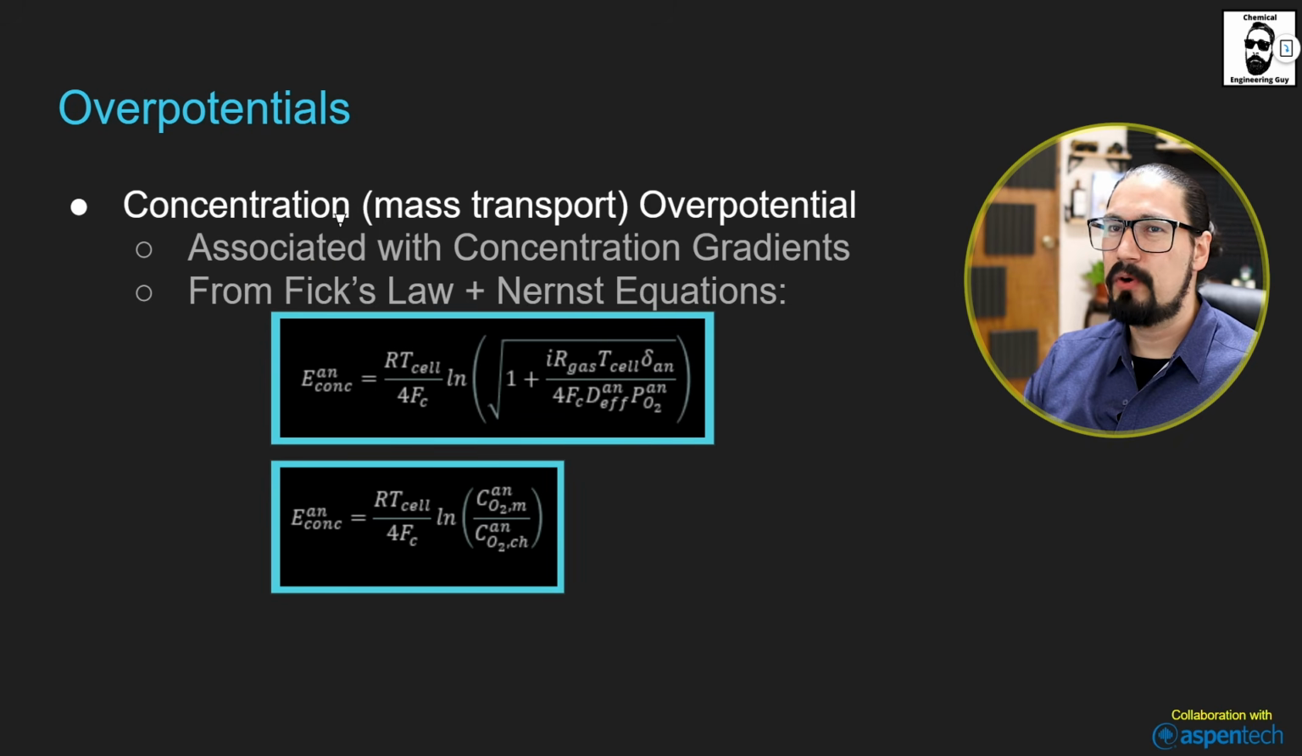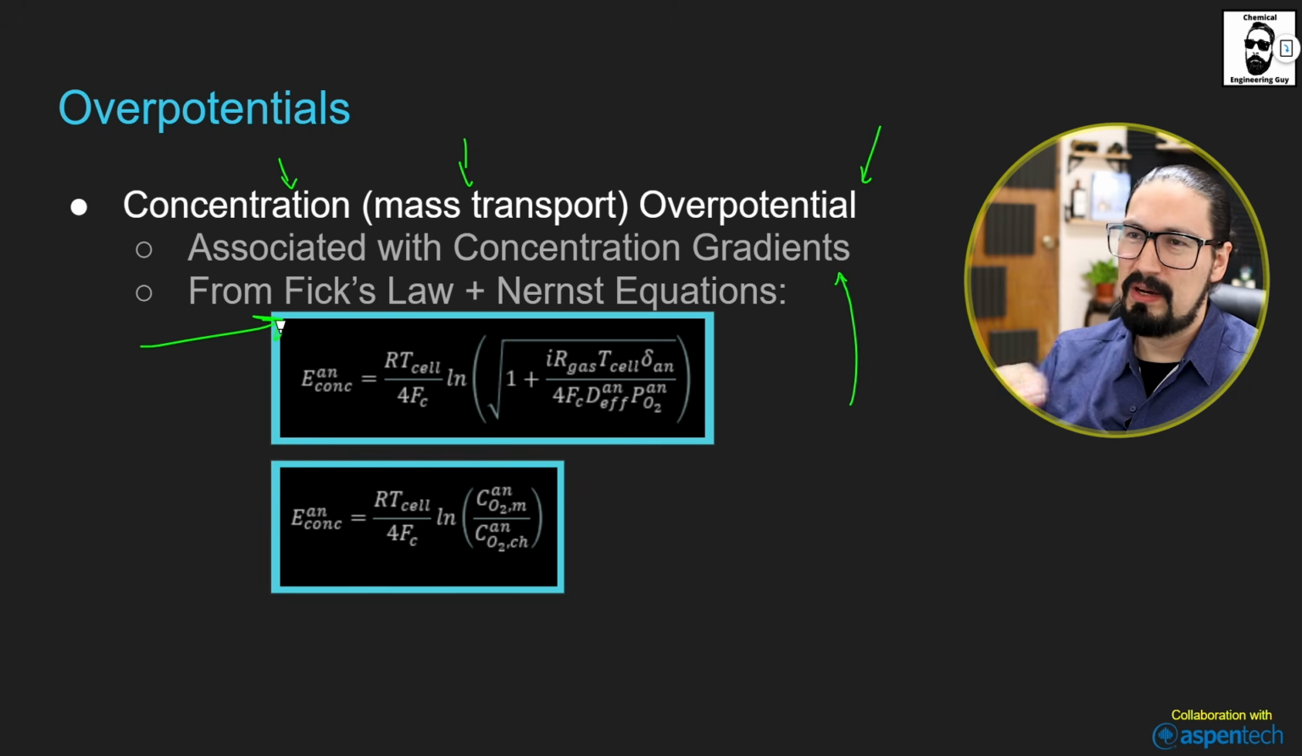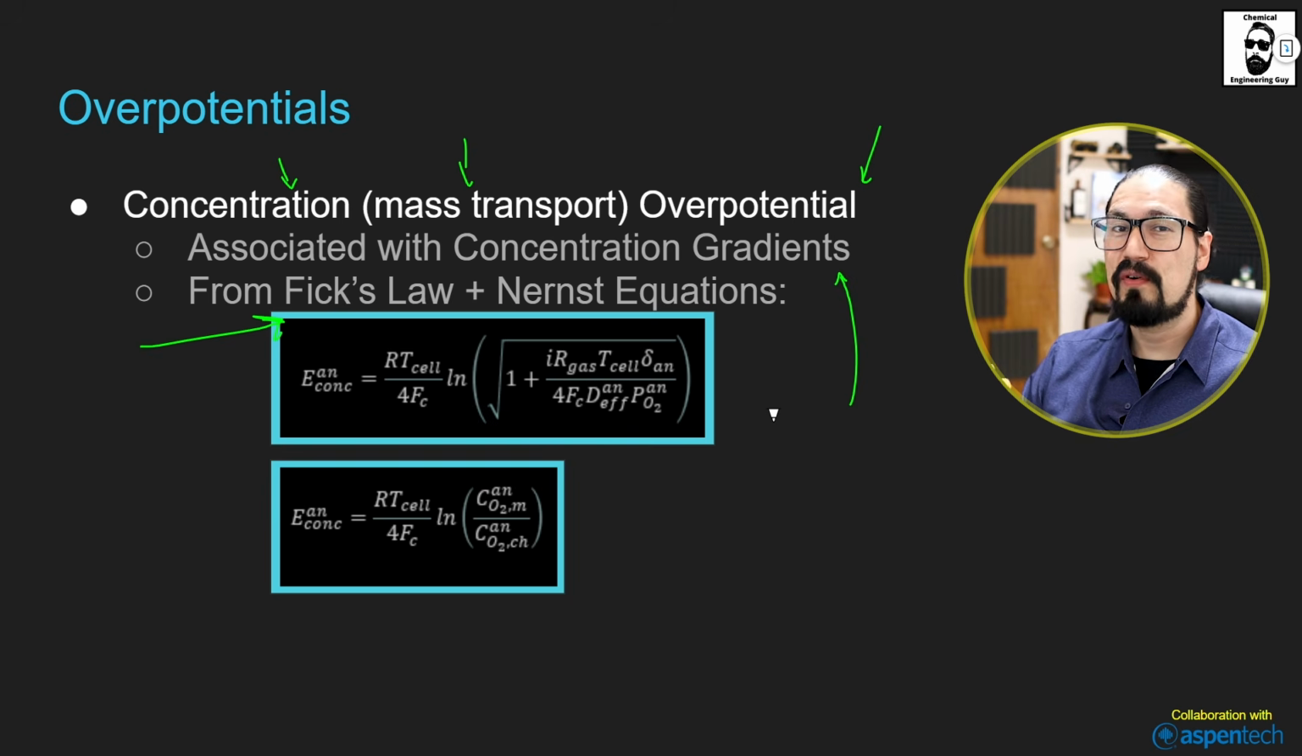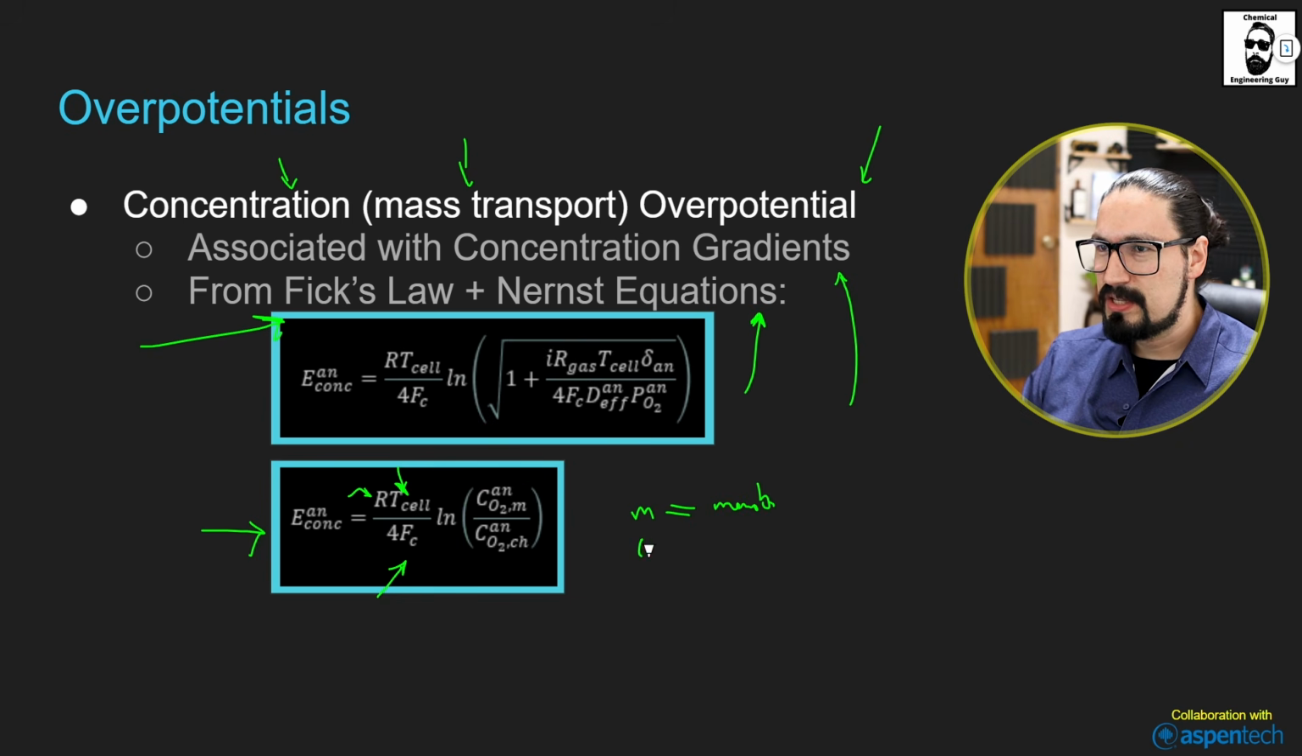Finally, yet not less important, we have the concentration or mass transport limits. This overpotential is typically associated with the concentration gradients. And yeah, we're going to be using Fick's law, which is typically related to the concentration changes, the driving force of mass transfer, and Nernst's equation, which relates electricity and reactions. So very quickly, we have a simplified version, which is this one right here. Let me explain it. We have the ideal gas constant, we have the temperature of the cell, we have Faraday's constant, and of course, let me dissect this value right here. So M stands for membrane, CH stands for the channel. Then the AN stands for anode, and the O2 stands for the species that we're talking about.